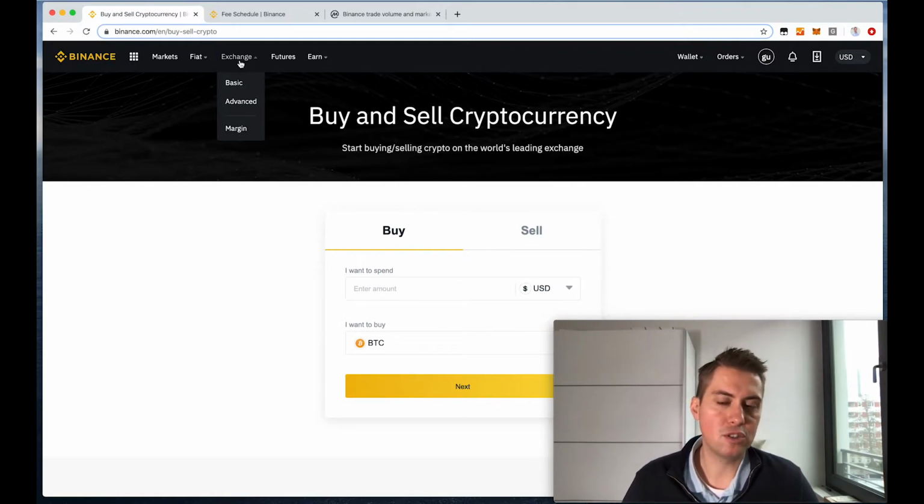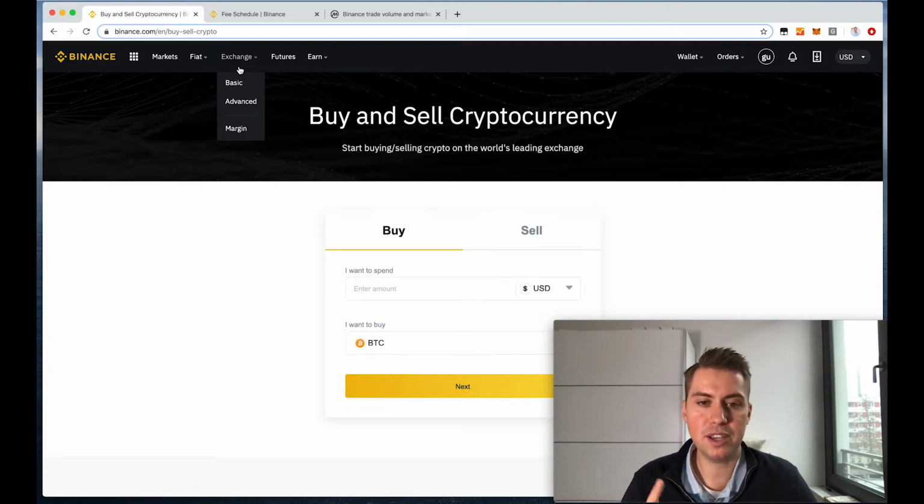So it's usually cheaper to use another platform, as I said, Coinbase, for example, where you actually only pay 0.25 or 0.5%, depending where you're buying.